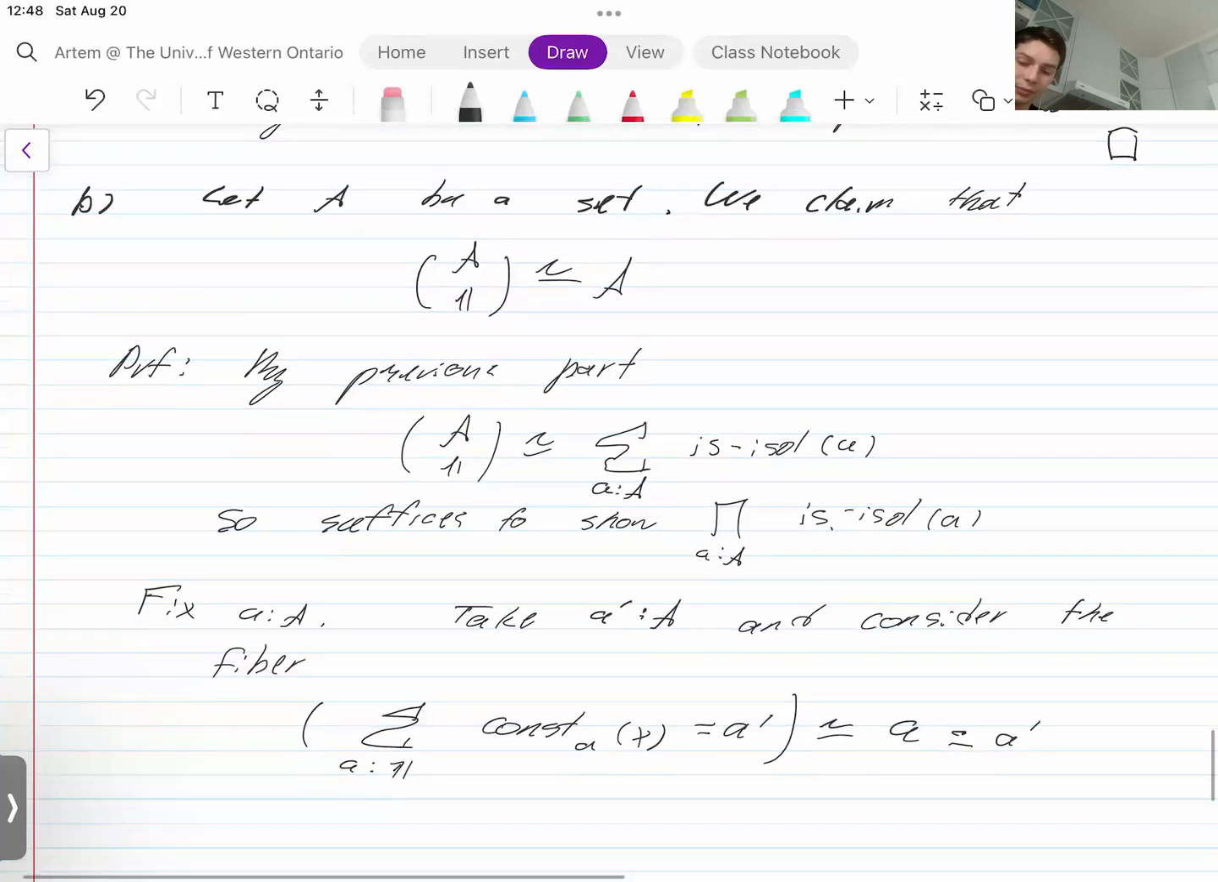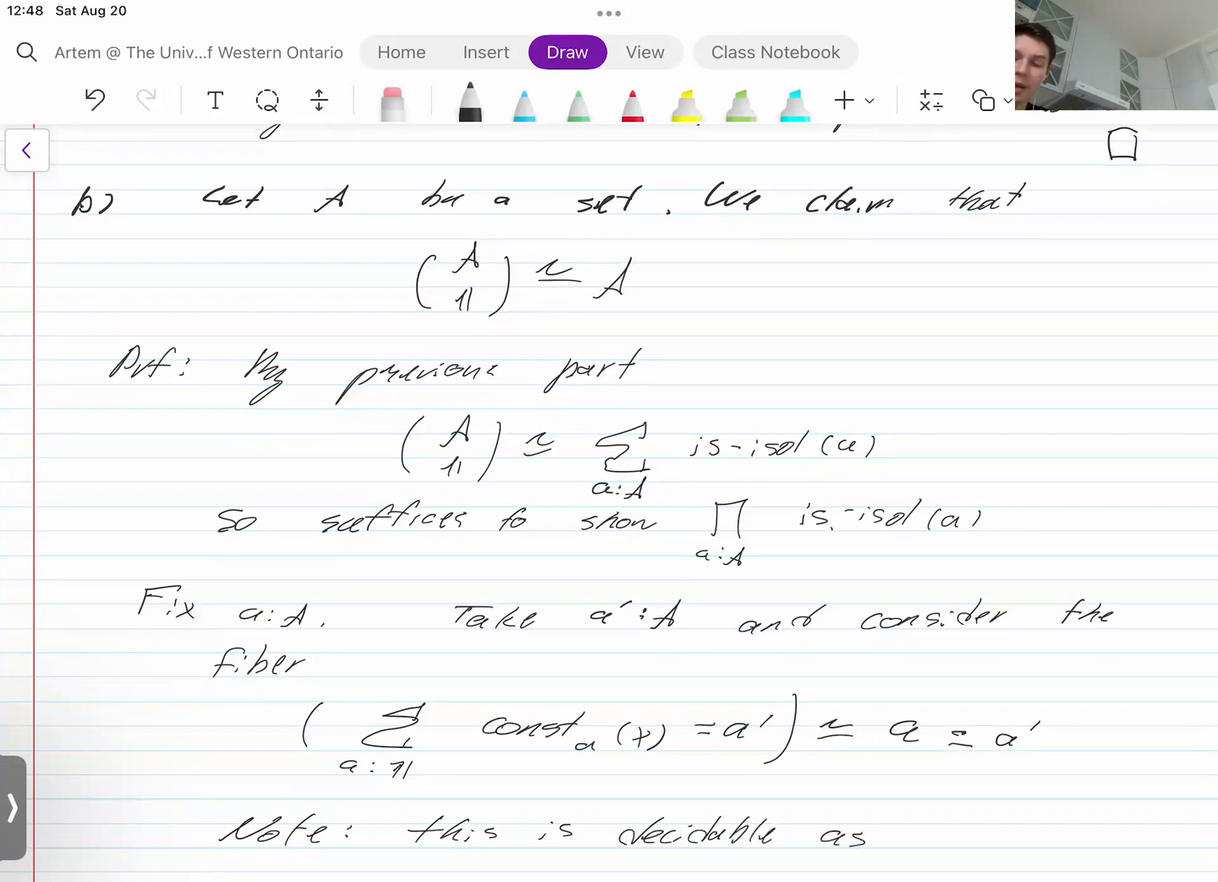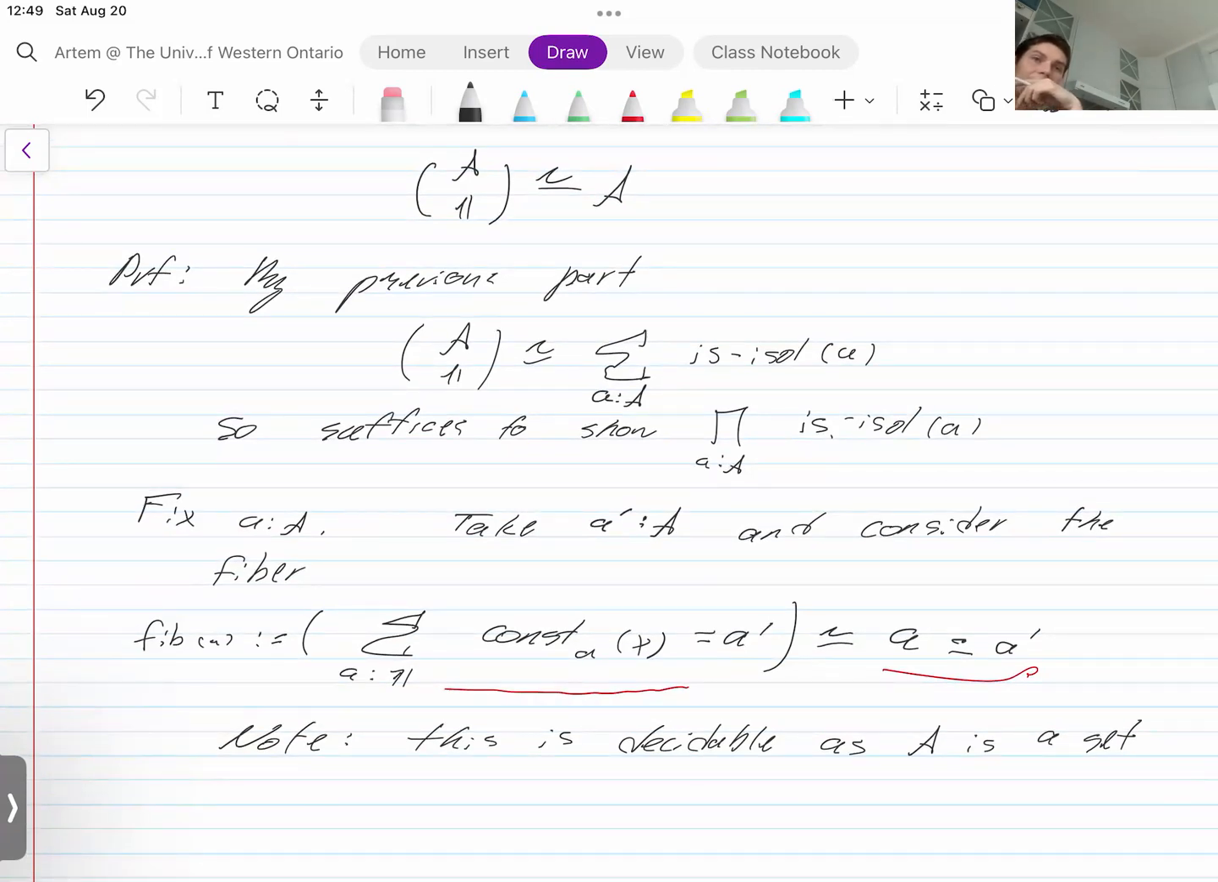Okay, note this is decidable as A is a set. So this type is decidable, i.e. the fiber at a. So this is one of the good things about being a set, is that our equalities are decidable. So again, as is isolated is a proposition.